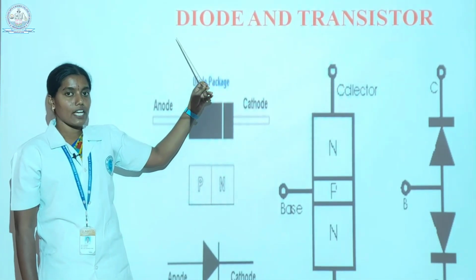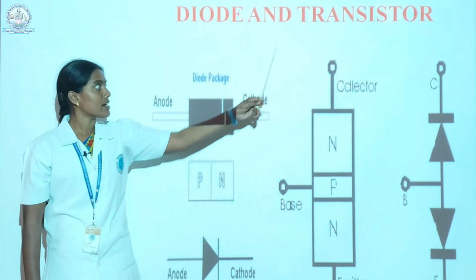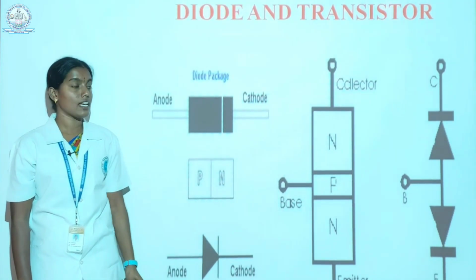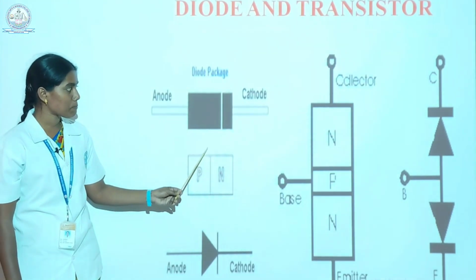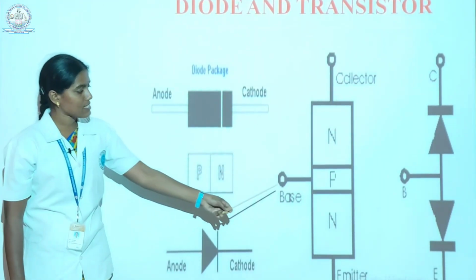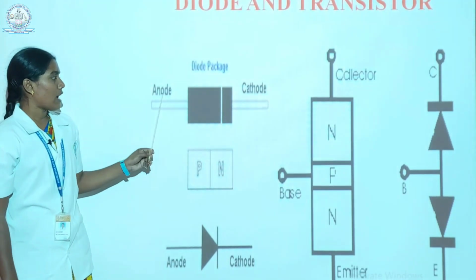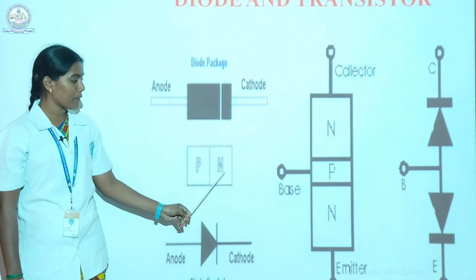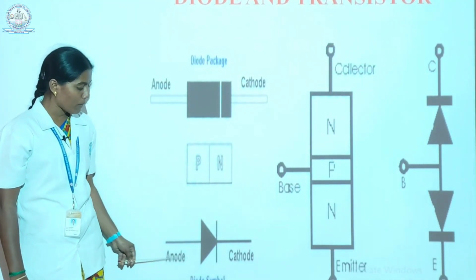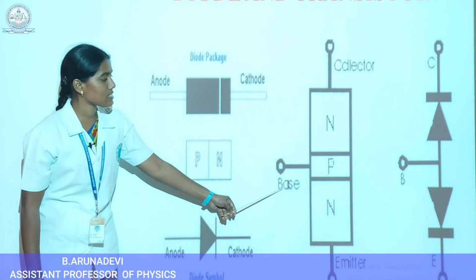The main difference between a diode and a transistor: a diode has a single junction, a transistor has a double junction. For example, as you can see in the figure, only one junction is present in the diode and the transistor has a double junction. The diode is composed of P and N-type material, which produces this symbol of the diode. This is the transistor symbol.